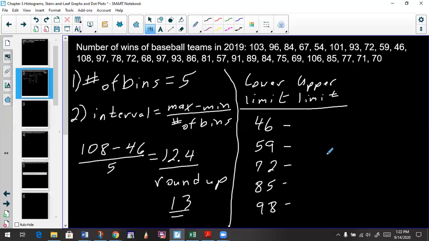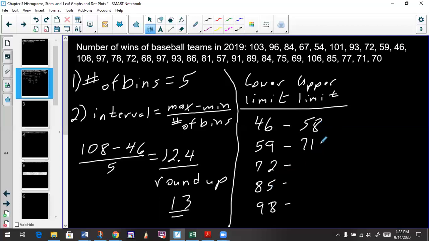Okay? So your upper limits, pretty simple. If the second bin starts at 59, well, where do you think the upper limit for the other one is going to end? So one less than that, right? 58. This one starts at 72. That means the next one must have gone from 59 to 71.